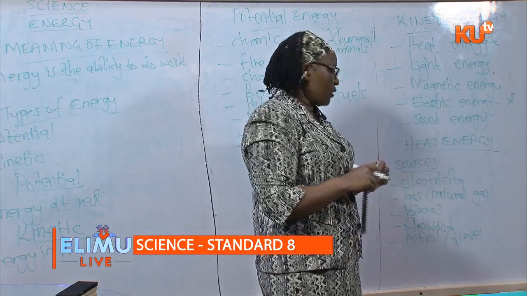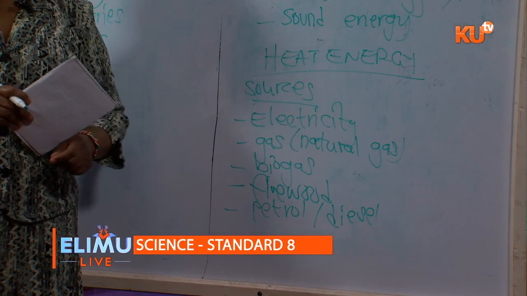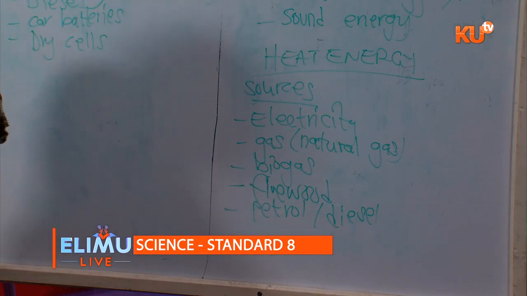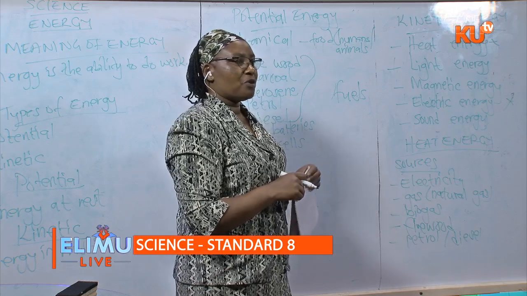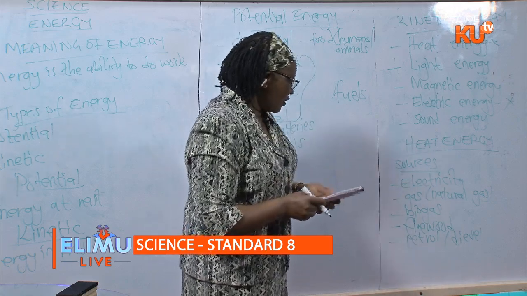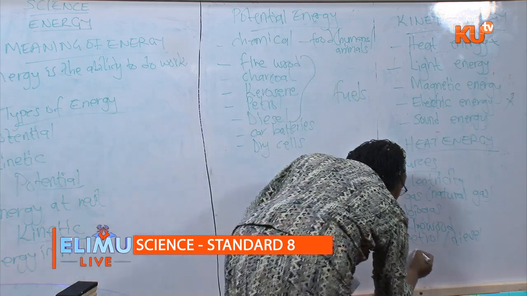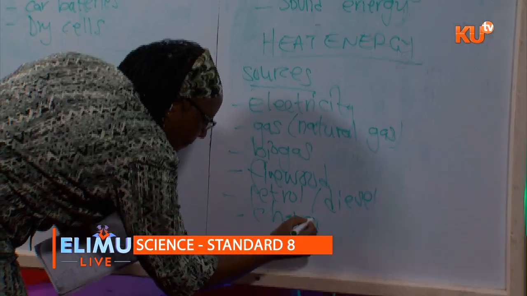But we are not on light now, we are on heat. We use biogas to cook our foods. We use firewood also to cook our foods. We use petrol or diesel in our vehicles. It produces some heat. These are the sources of heat energy. We can also add charcoal here.